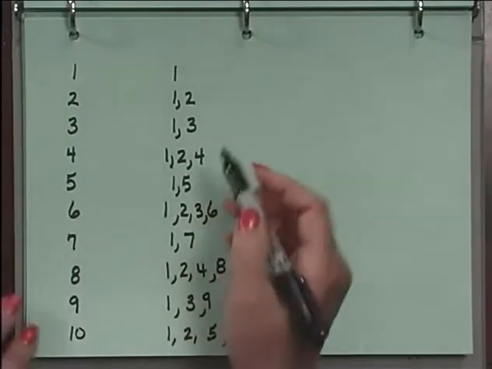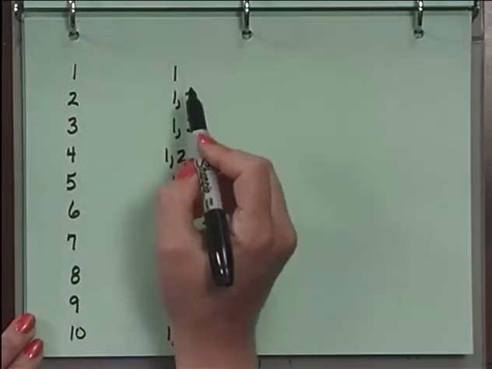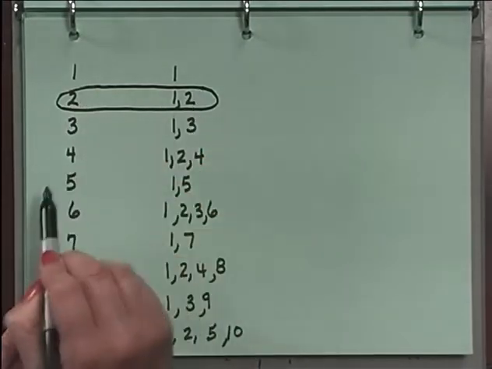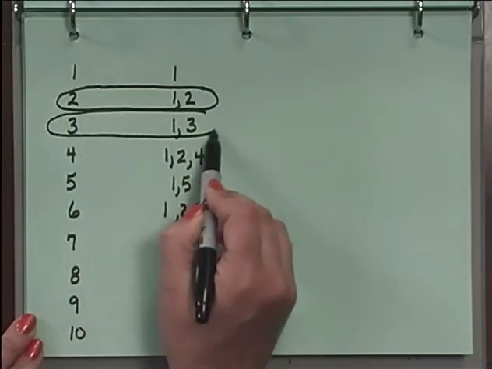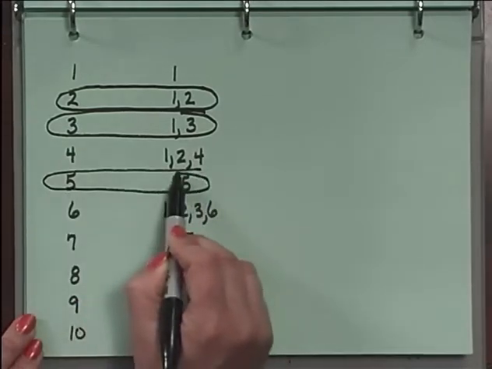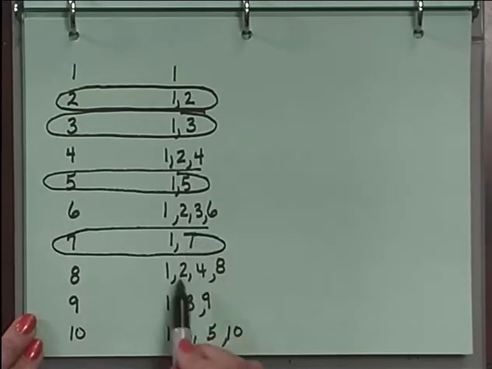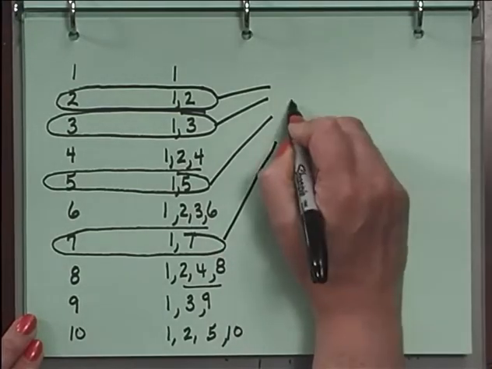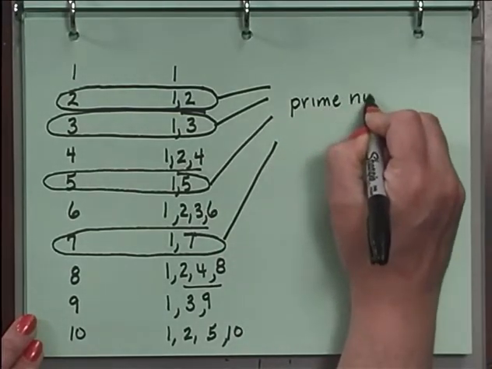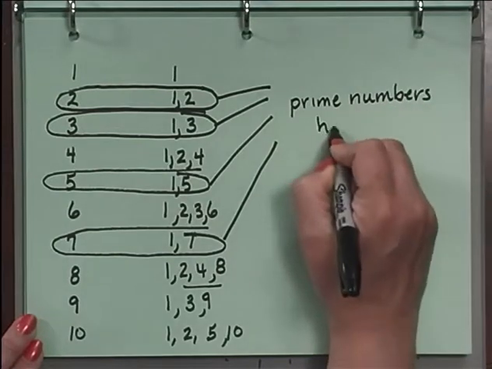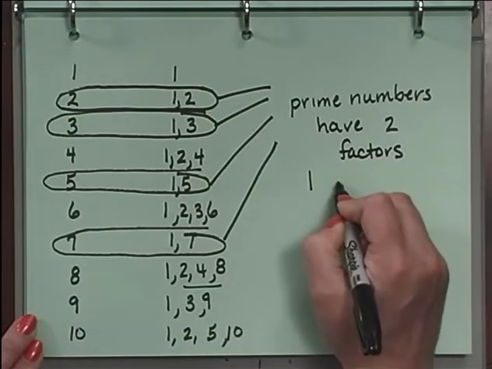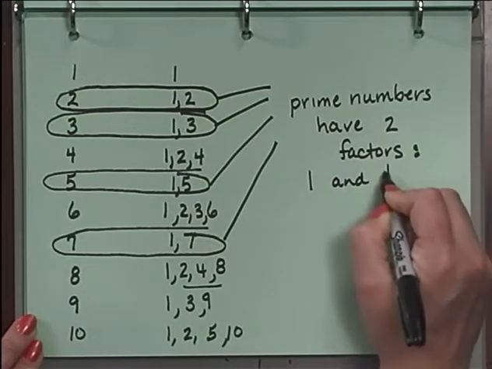Now, look at the factors here. 1 has only 1 factor, but look at the numbers that have 2 factors: 2, 3, 5, 7, not 9, I almost circled 9. These numbers which have 2 factors are called prime numbers. Prime numbers have 2 factors. They have 1 and the number itself.